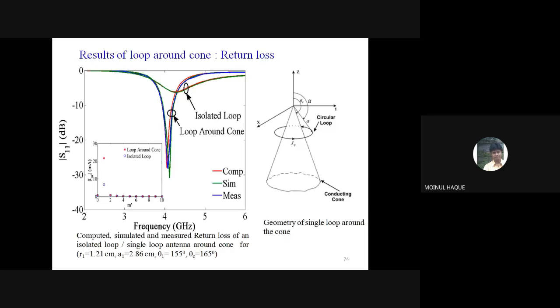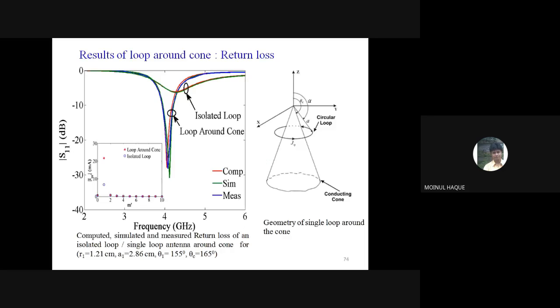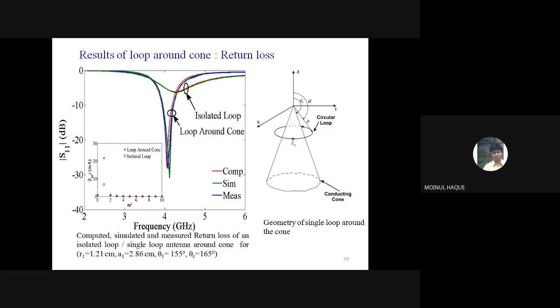Okay, so this result is very significant. You see that isolated loop. Isolated loop means when we are not using the cone, only the loop. When we are exciting only the loop, the return loss is very poor, around -5 dB. That means, as I told you when discussing antenna miniaturization, any kind of small structure, small loop, has low resistance, so it does not radiate.